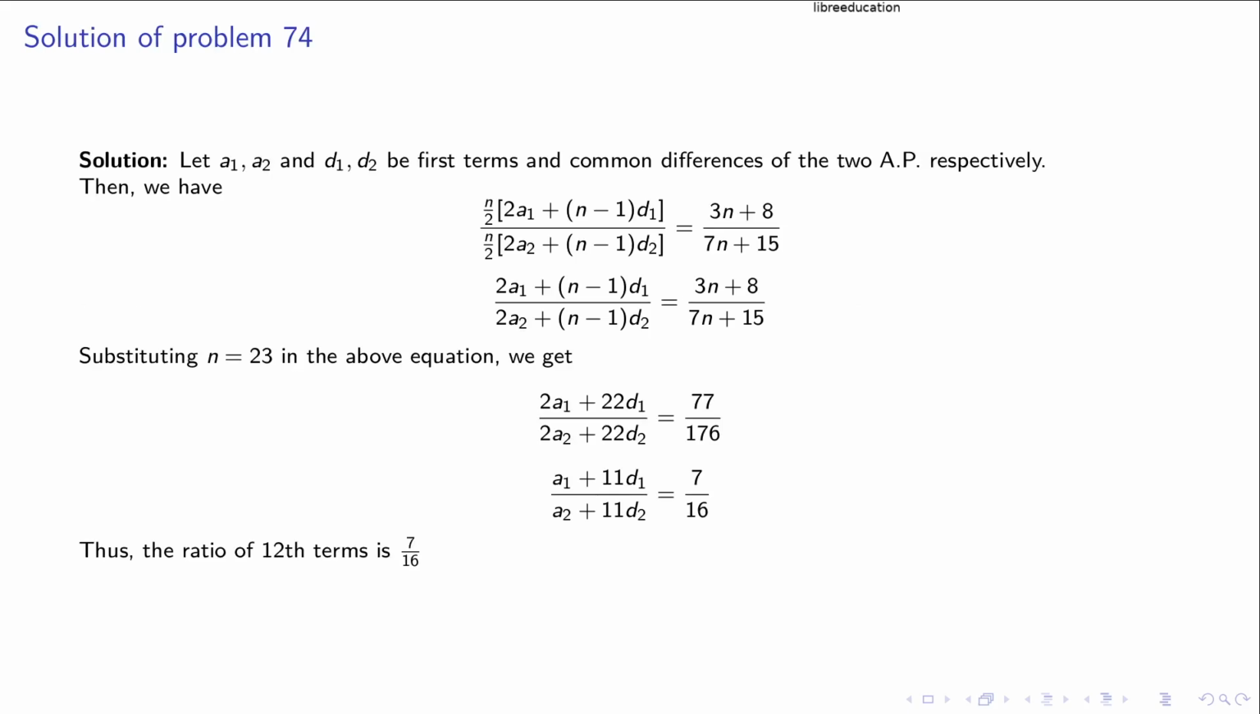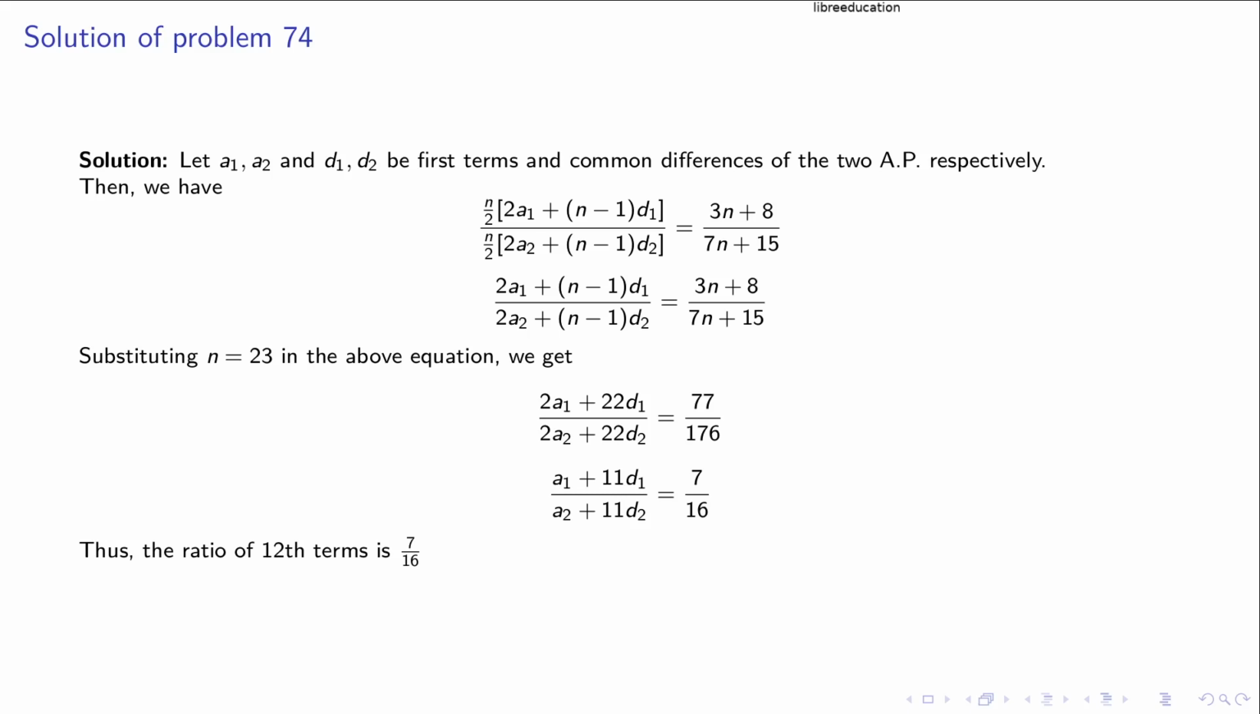So we let a1, a2 be the first terms and d1, d2 be the common differences, not ratios. And then we substitute for the formula for sum of a series. Then we have 2a1 plus n minus 1 into d1 by 2a2 plus n minus 1 into d2 is equal to 3n plus 8 by 7n plus 15.